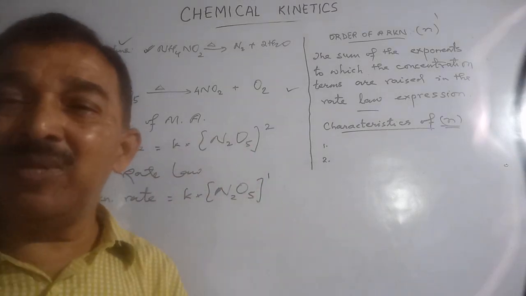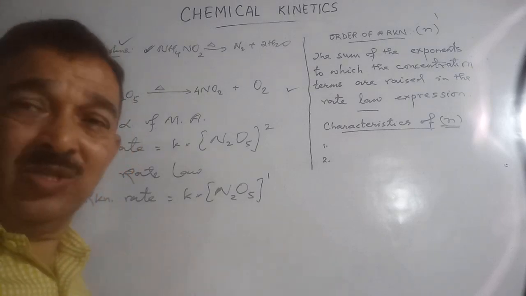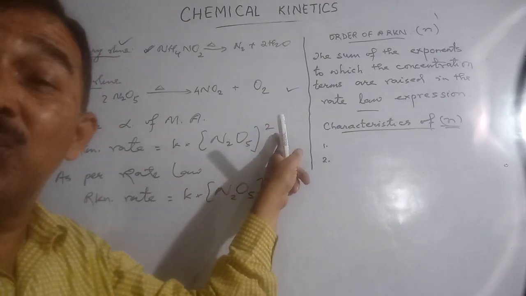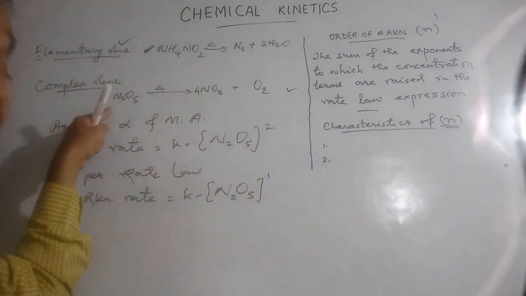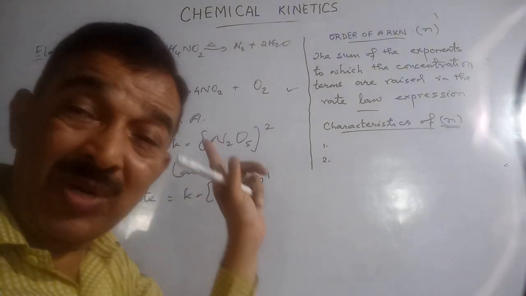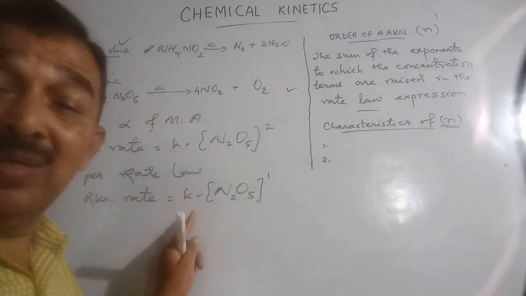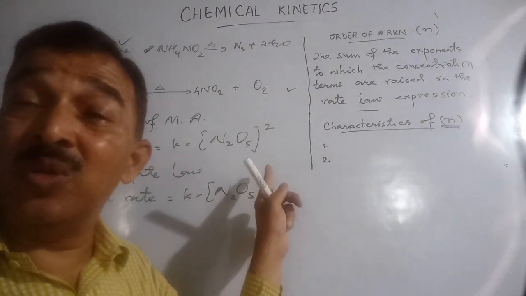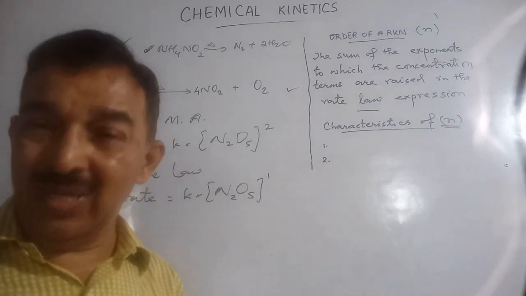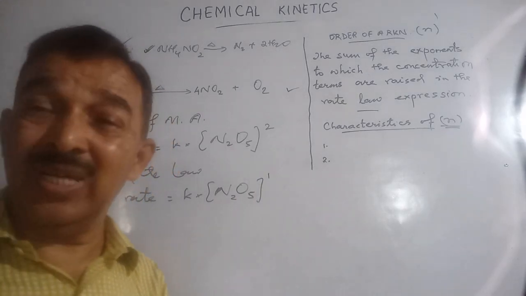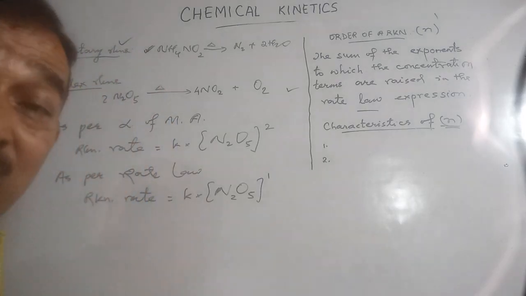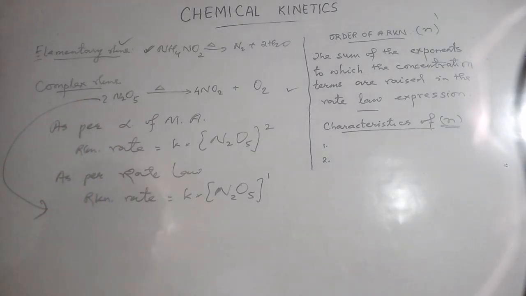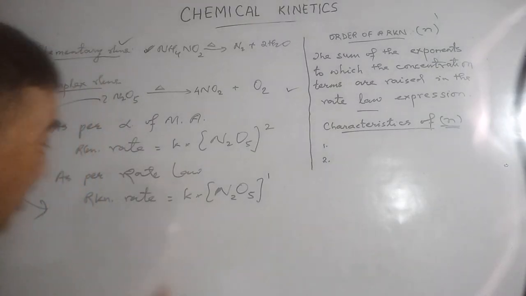So what is the difference between these two? There is too much difference. Here the molar concentration of N2O5 is raised to the power 2, as observed in the balanced chemical equation. But in the rate law, the molar concentration of N2O5 is raised to the power 1. What can be the reason for such a difference? It is observed that this reaction takes place in 2 steps.